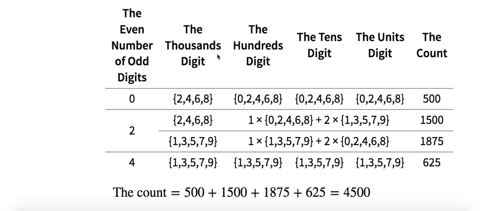If the leading digit is odd with 5 options, we need to select another odd digit from the 3 remaining digits with 5 options for each. So the count is equal to 5 times 3 times 5 times 5 times 5.